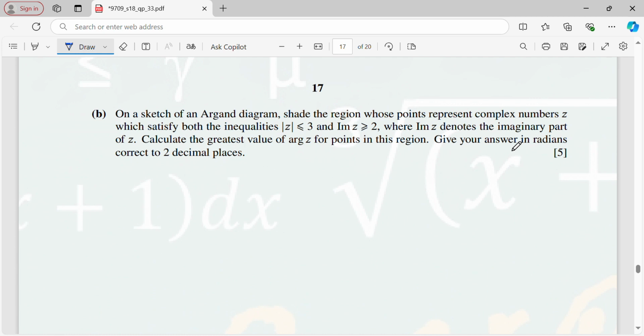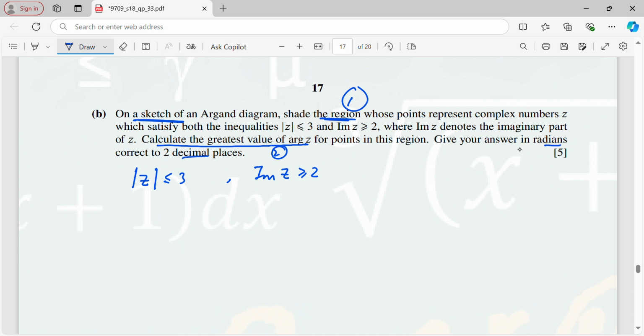Okay, part B. On a sketch of an Argand diagram, shade the region whose points represent the complex numbers z, which satisfy both inequalities. First is modulus z less than or equal to 3, and the second is imaginary part of z, Im z, at least 2. Okay, so the first is shade the region. Second is calculate the greatest argument. Give your answers in radians, correct to 2 decimal places.